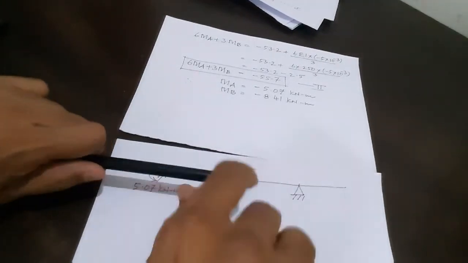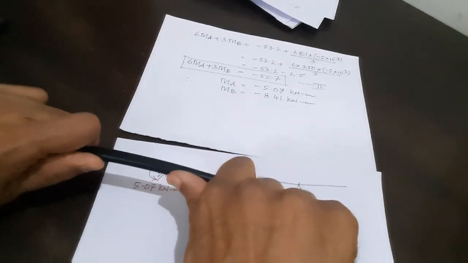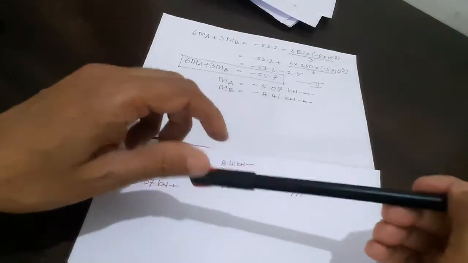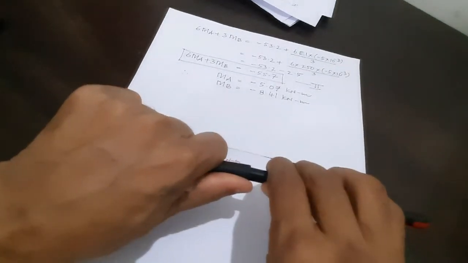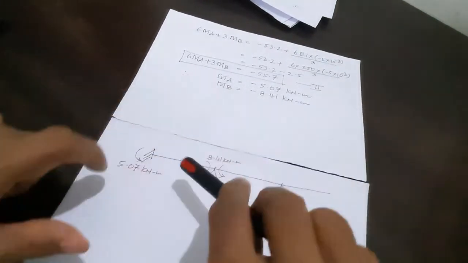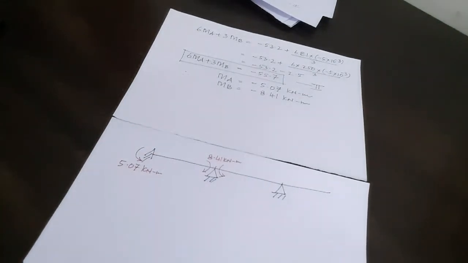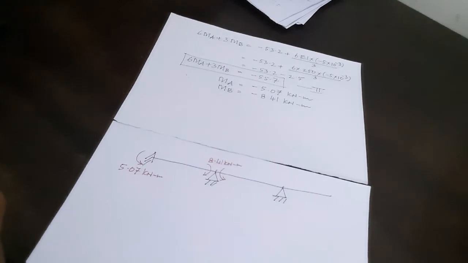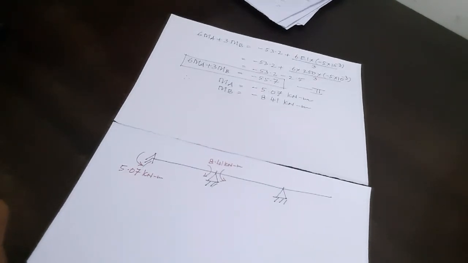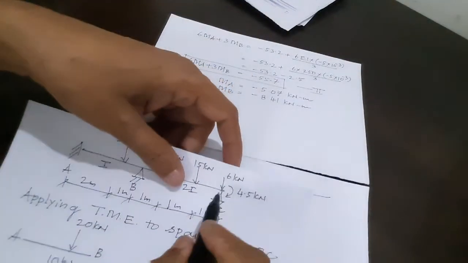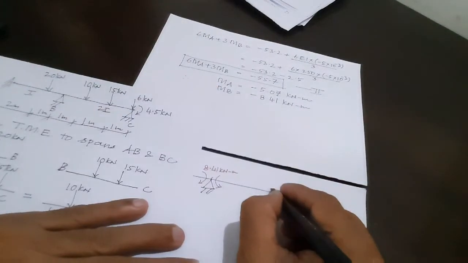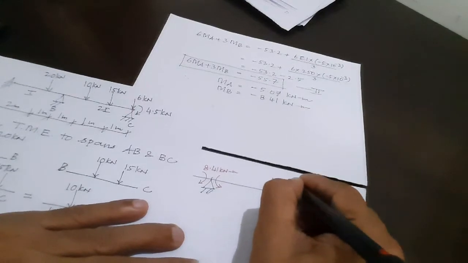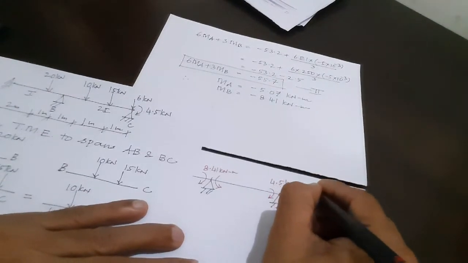Look at this. MB, if it is hogging, I am applying a clockwise moment. It is showing tension upwards. For a BC portion, if it is hogging, I am applying a clockwise moment. The tension is upwards, so it is hogging moment. Now, do I know the value of MC? Yes, I know the value of MC. I know the value of MC in my equivalent structure. I have calculated this as 4.5. So this is 4.5 and 4.5. So 4.5 kilonewton meter hogging in both the portion.